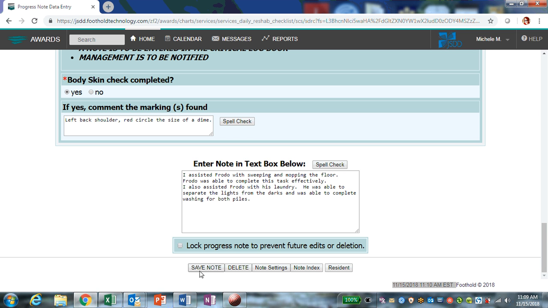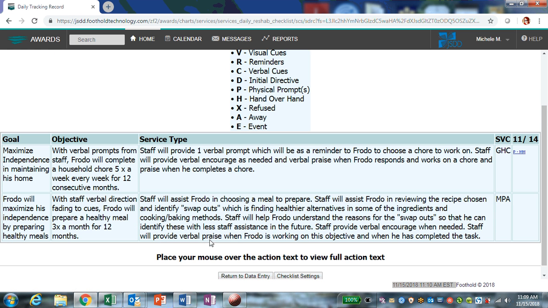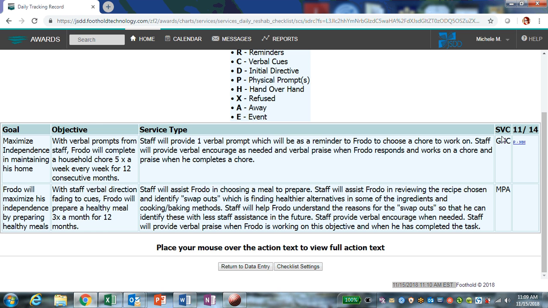So I hope this video is helpful. We're going to hit save. We're not going to lock the note because then we're not going to be able to do any future edits or deletions. And I'm going to save the note. I save the note and it goes back to this page. So just be mindful. You are going through steps 2 and step 3.